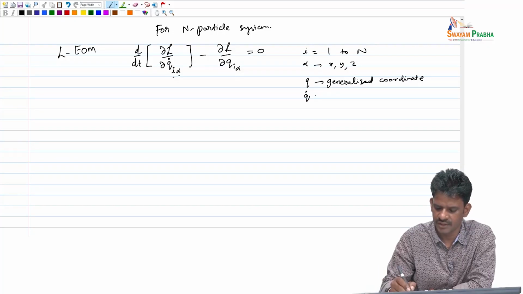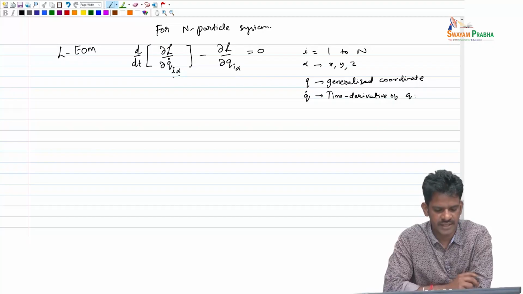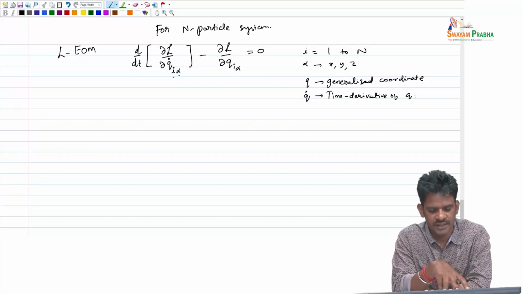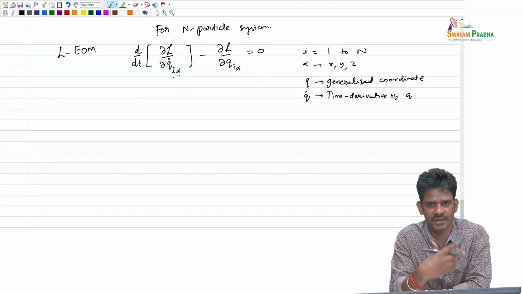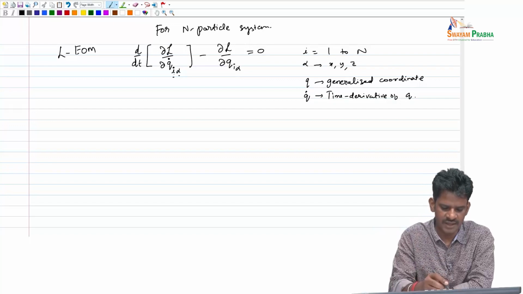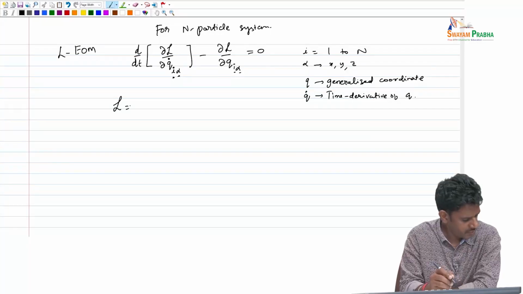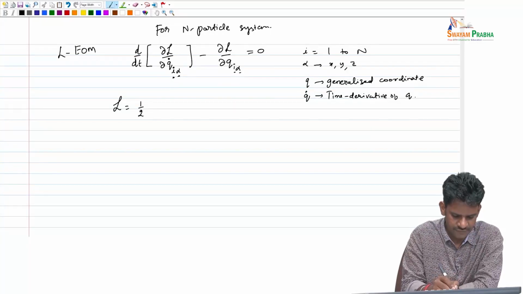And the q dot here is the time derivative of q. So what we have just done is generalize the Lagrangian equation of motion that we saw for a one particle one dimensional system to an n particle three dimensional system, and that's what these suffixes mean. And this L here is the Lagrangian, which is now written as a sum of the following terms.